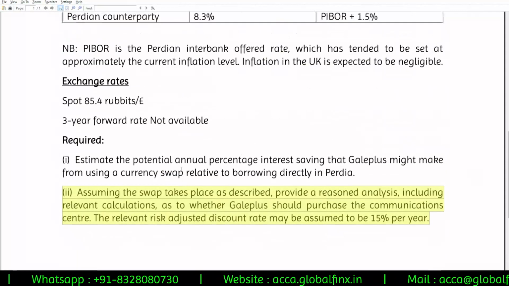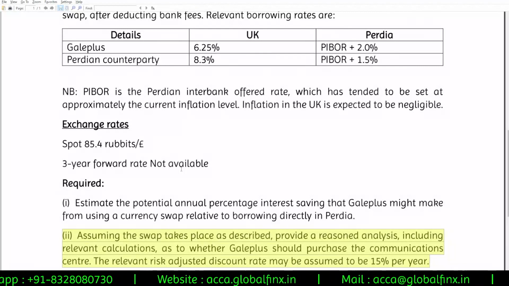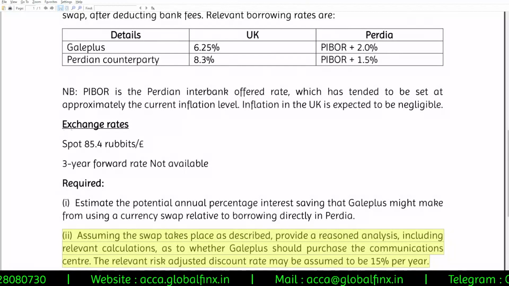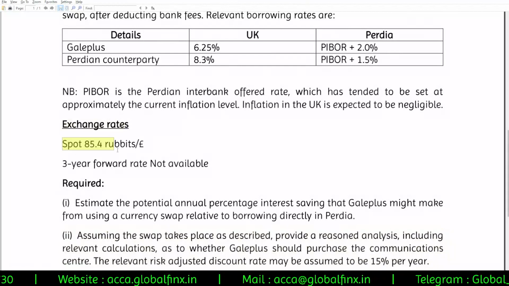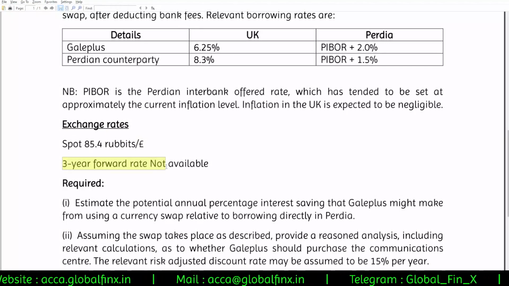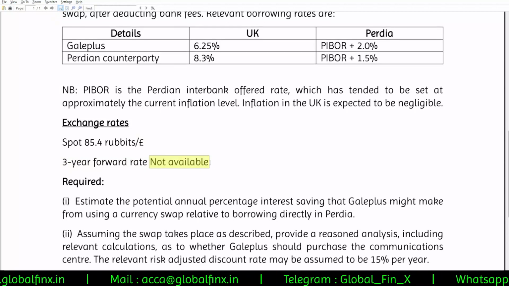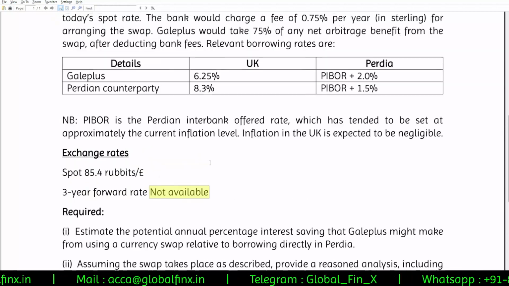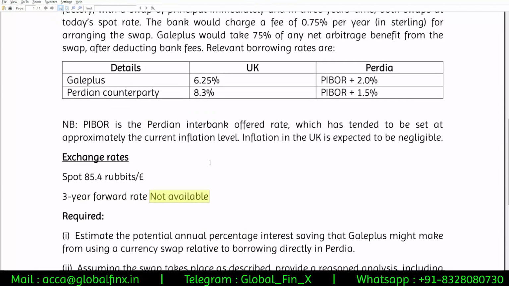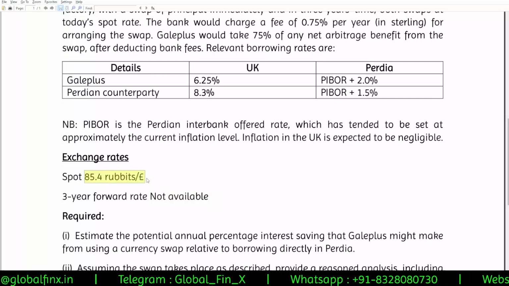Okay, sir, the thing is, we are given the current exchange rate, which is the spot rate of 85.4 rupees per pound, but the 3-year forward rate is not available here. Sir, without this, how do we solve this particular question? Because we know that at the end of the third year, we are going to get 4000 million, out of which 2000 million will be exchanged back using the same spot rate using the currency swap. That is fine. But what about the remaining 2000 million?